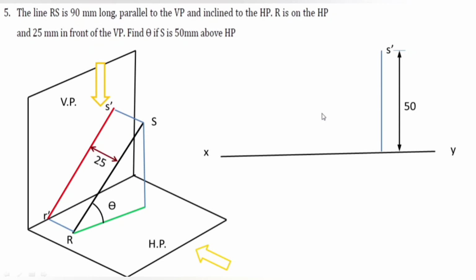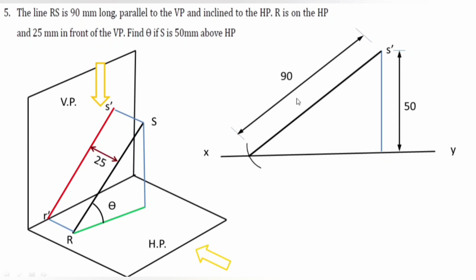How much length? 90 mm length, because true length is visible, and I need to draw an arc in this way, and this length is how much? 90 mm. And this point is r dash, and I need to join r dash with s dash, and this dimension is how much? 90 mm. So this one is my required front view.